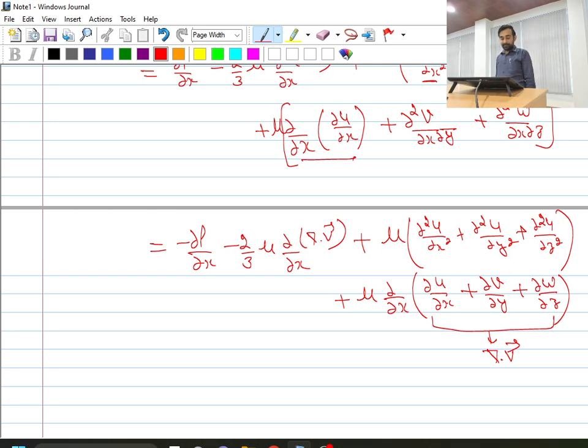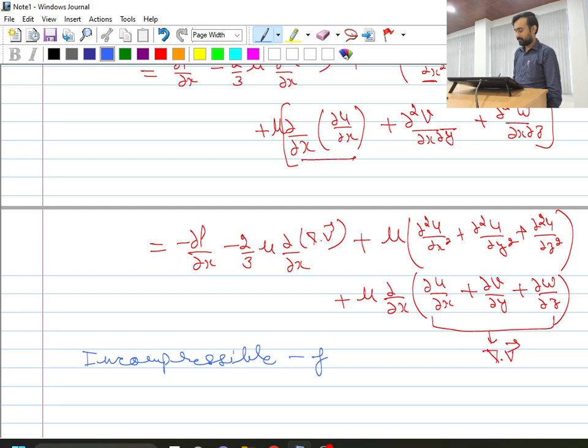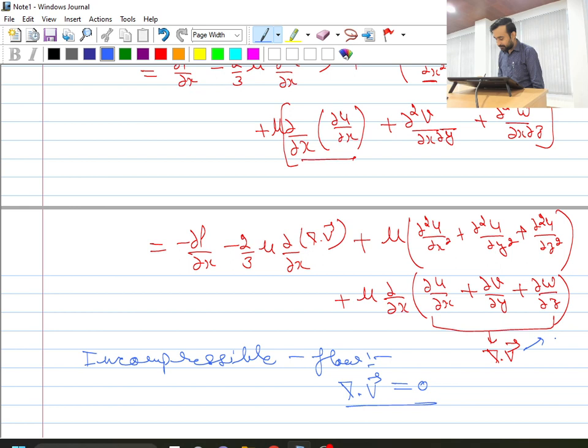Okay. So the benefit of this is that if now I put the assumption of incompressible flow, what I will be getting? Divergence of velocity vector equal to 0. That is the conservation of mass equation for incompressible flow. Okay, so it means that this term will become 0 for incompressible flow, as well as this term will become 0.